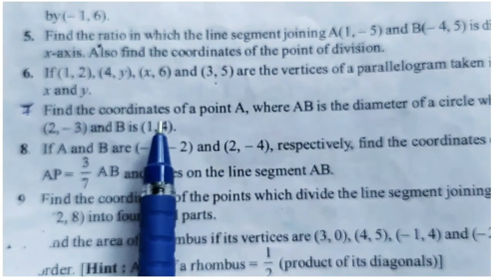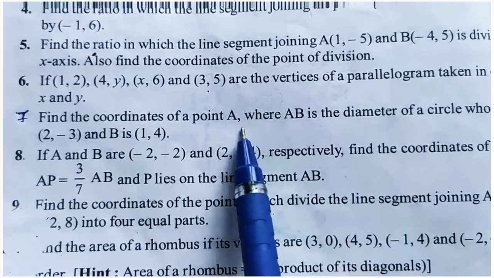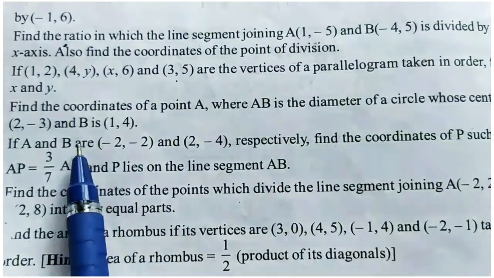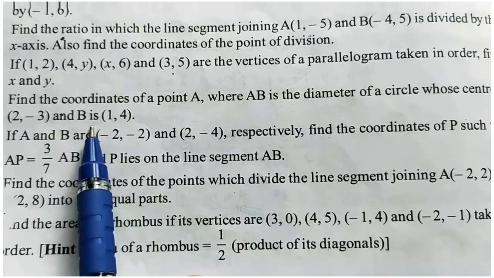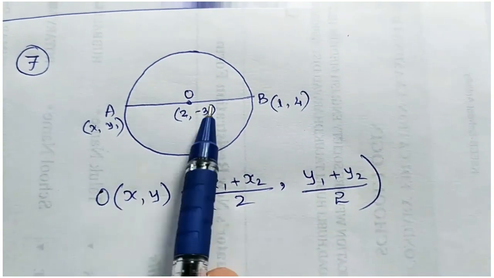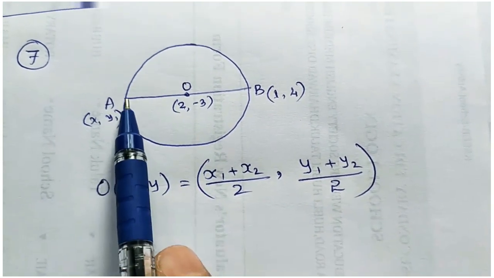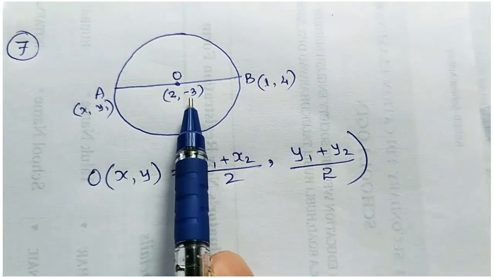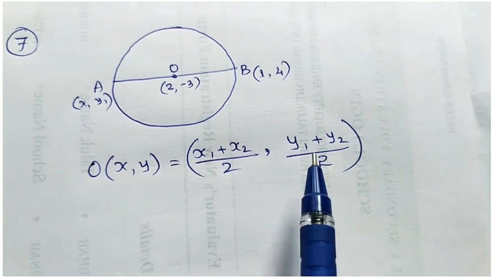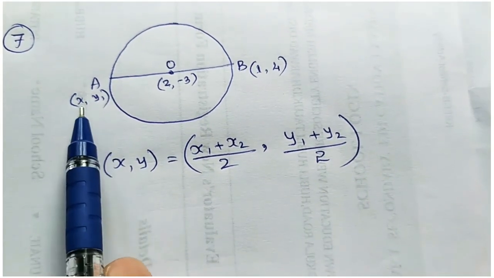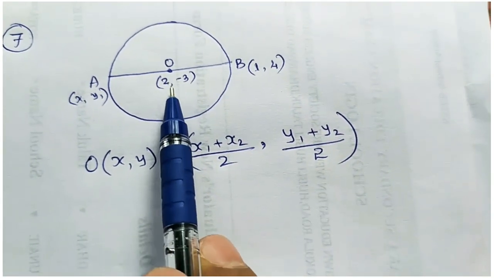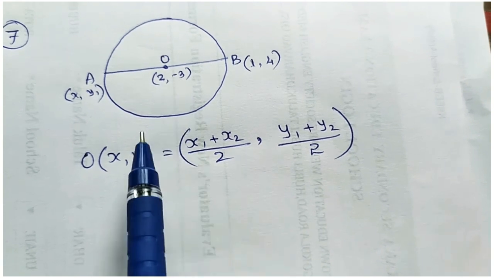Seventh question: find the coordinates of point A where AB is the diameter of a circle whose center is (2, minus 3) and B is (1, 4). Roughly draw a circle with diameter AB and center O. If O is the center, then we have to use the midpoint formula, that is (x1 plus x2) by 2, (y1 plus y2) by 2. Let's take the coordinates of A as (x1, y1), B as (x2, y2), and the midpoint O as (2, minus 3).